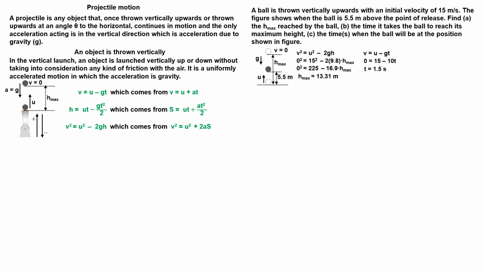To find the time when the ball will be at the position shown in the figure, we take the second equation because we know the height, initial velocity, and the acceleration of the ball. Solving the quadratic equation, we get two values, as we know the ball will pass through the point twice.